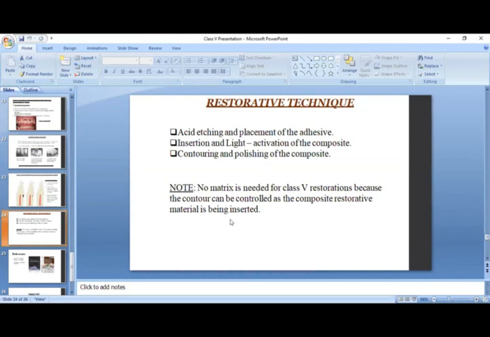This is something really important. None of the class 5 carious regions requires a matrix. We won't need any kind of matrix for the restoration of that.